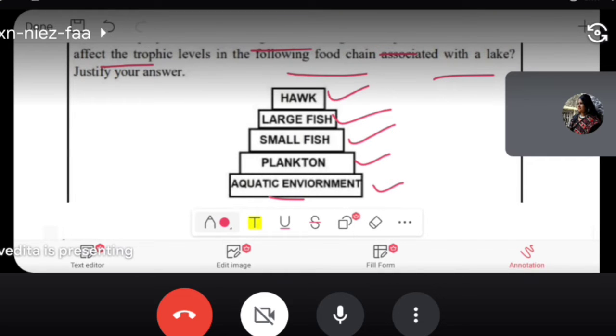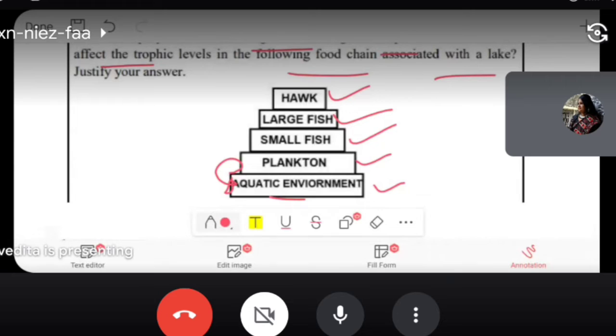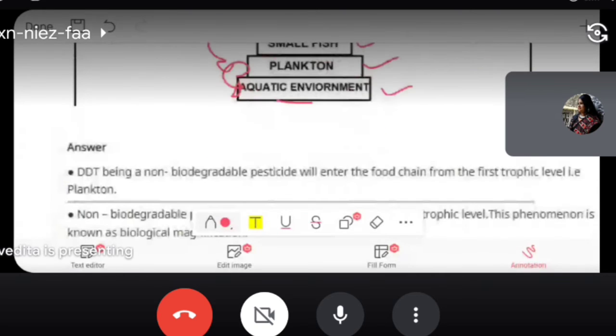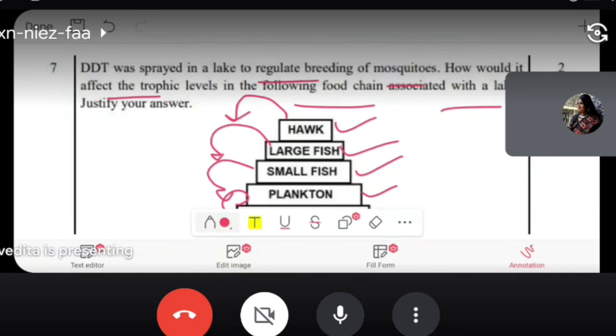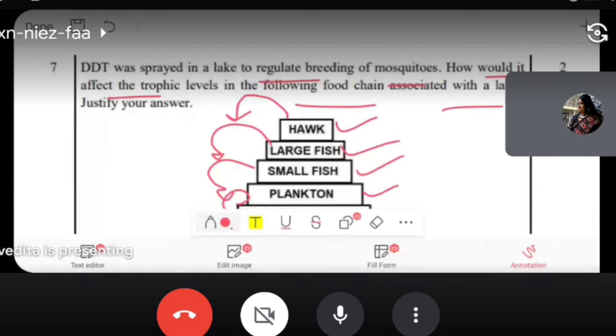So here, the planktons are present in the aquatic environment. Small fish will eat the plankton. Large fish will eat the small fish. And then the last one, the hawk, will eat the large fish. Okay, so see the answer. What was the question? See again. How would it affect the trophic levels?